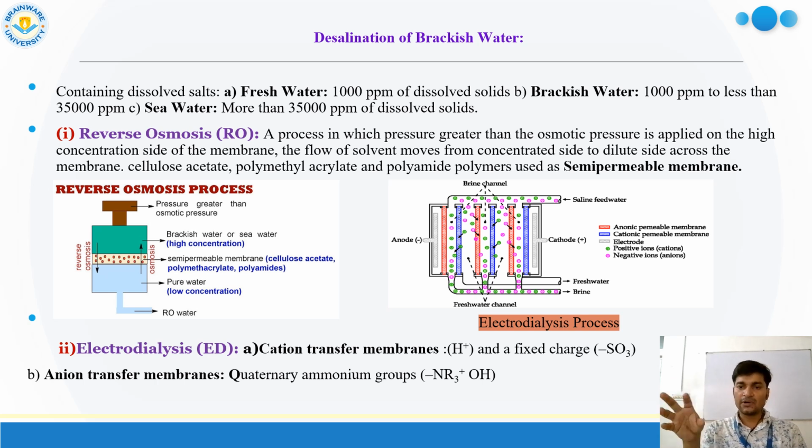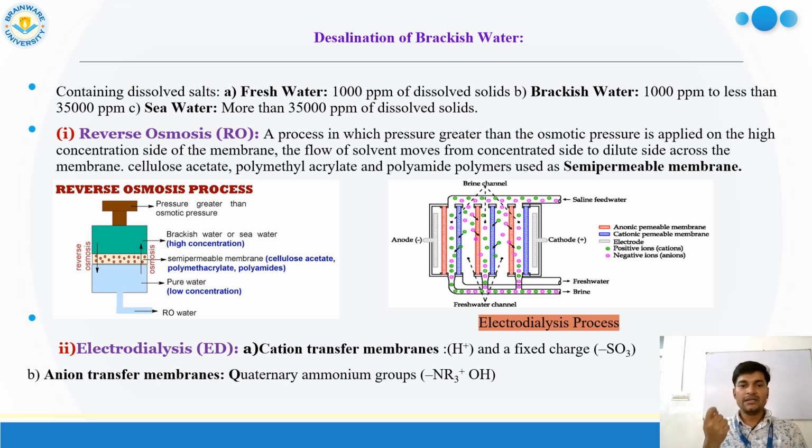Mainly sea water is nowadays being used for industrial purposes, but we have to go through desalination. Desalination is a process where we can separate the dissolved solids from the water. There are two processes we normally use.